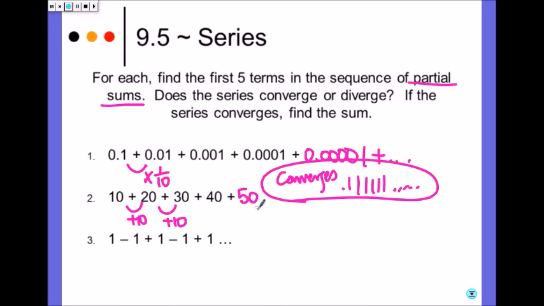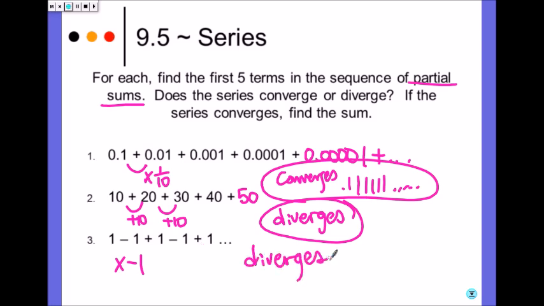So for this arithmetic series, it will diverge because it will go to positive infinity. It gets bigger and bigger as you keep adding bigger numbers. What about number 3? What are you doing here? You're multiplying by -1. So then what happens? It becomes 0, then add 1, 1, then 0, 1, 0, 1. So it alternates between 0 and 1, so it diverges.